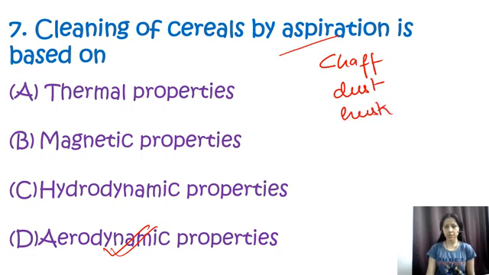To separate these lighter particles from the heavier cereal grains, it is based on the aerodynamic properties. Here the lighter particles are carried away by the airflow, leaving behind the heavier and cleaned cereal grains. So option D, that is aerodynamic properties, is my correct option.